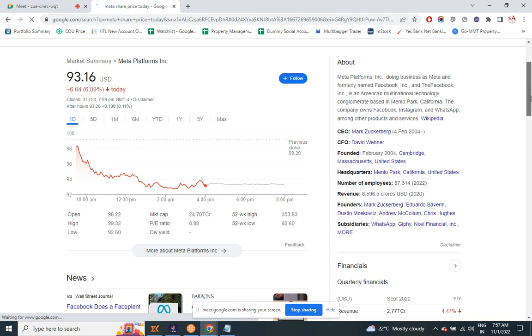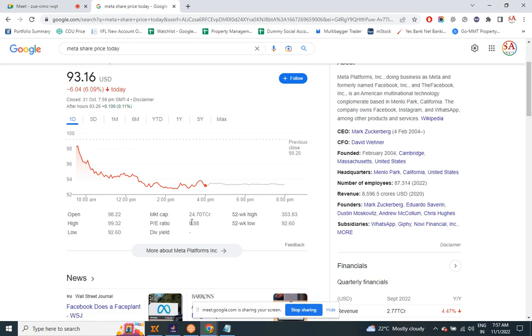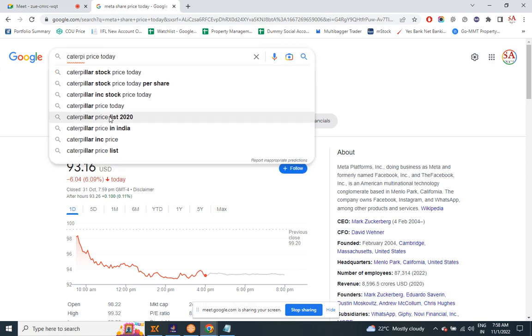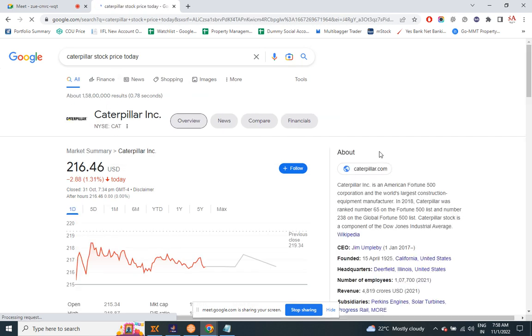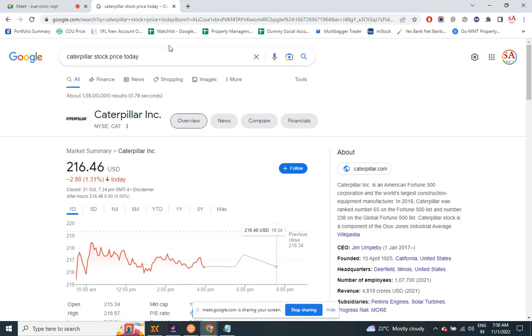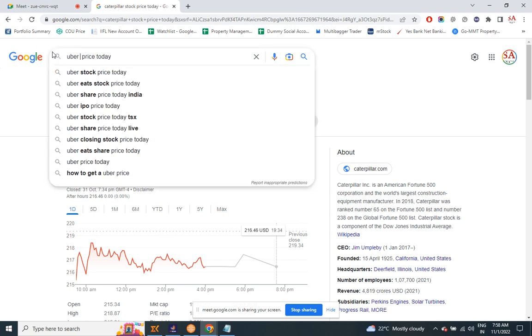It's going down like hell. P/E ratio is just 8.88. So it looks very attractive. Likewise, Caterpillar P/E ratio is just 15.73. And then let's see one last company, Uber.